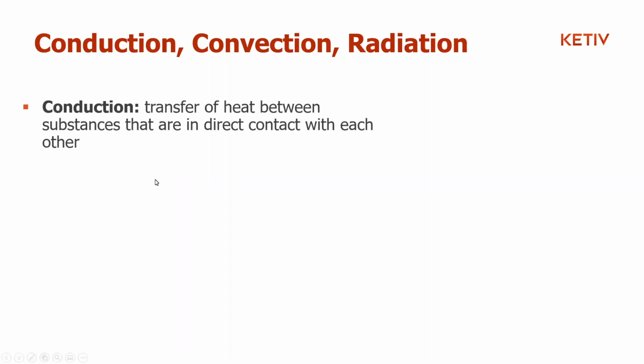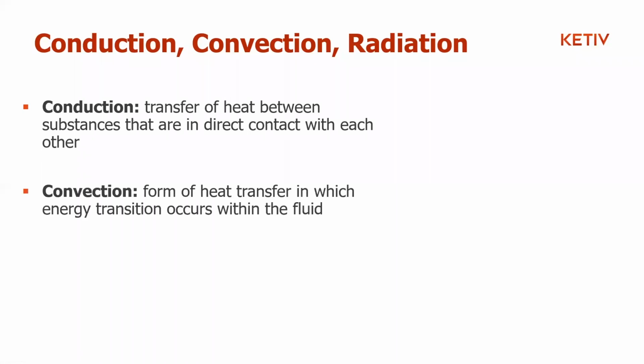To start off, what is conduction? What is convection? What is radiation? Now, conduction is the transfer of heat between substances that are directly in contact with each other. The better the conductor, the more rapidly the heat is going to be transferred, and metal is a good conductor. Now, convection is a form of heat transfer which you'll see most likely in liquids and gases. It's the most efficient way of heat transfer in liquids and gases.